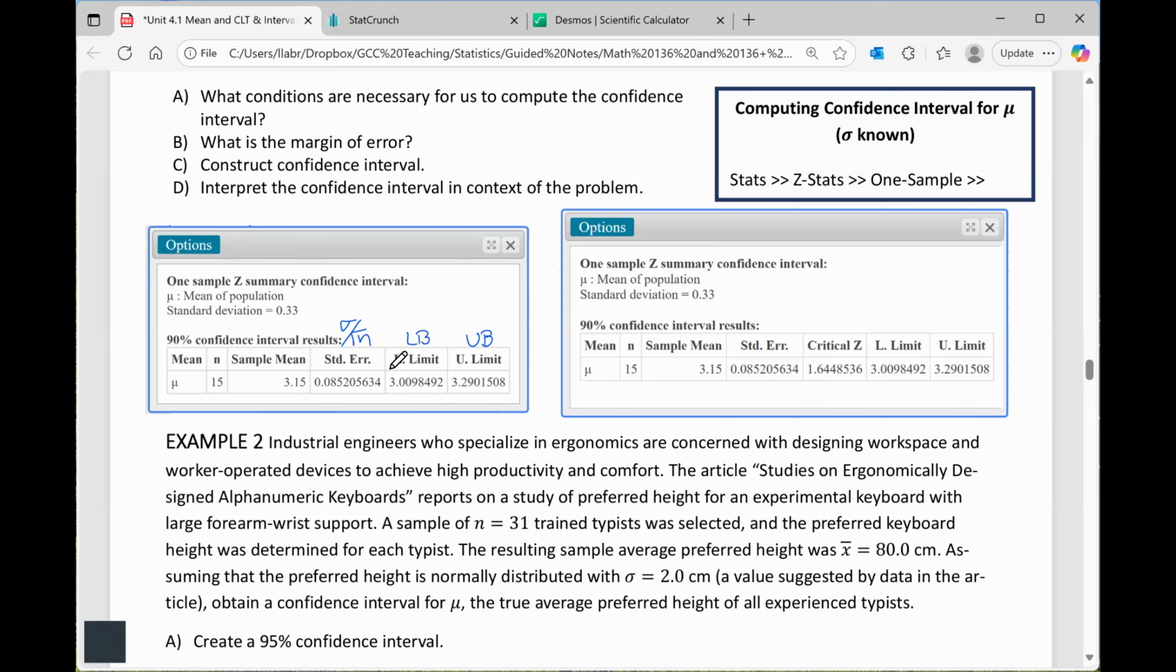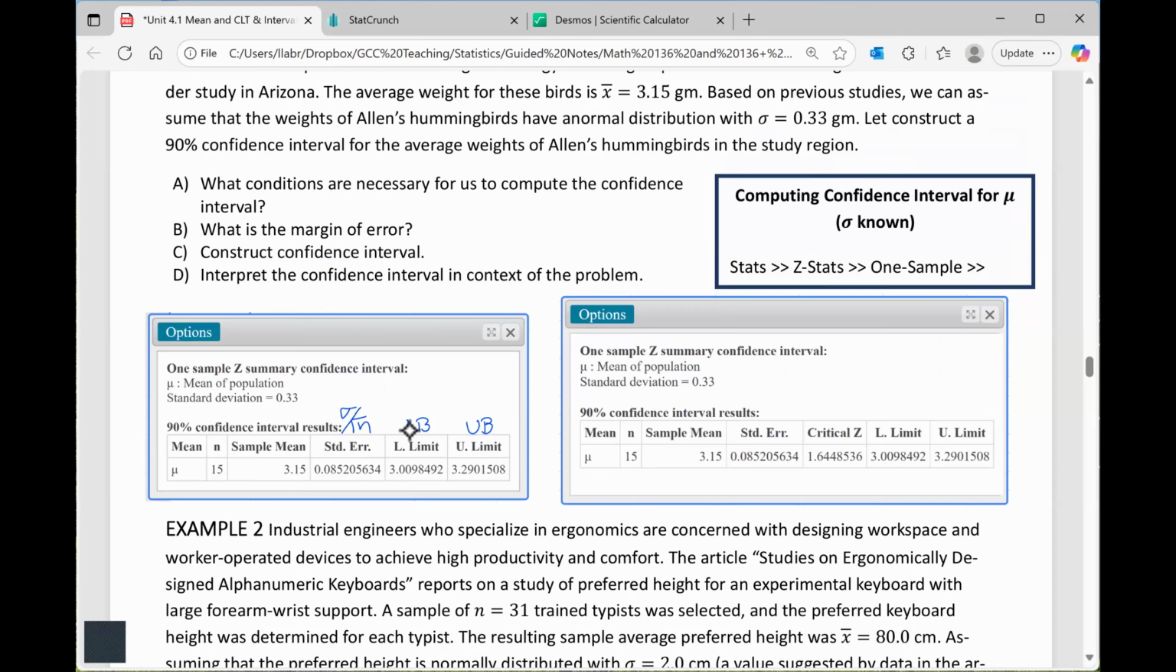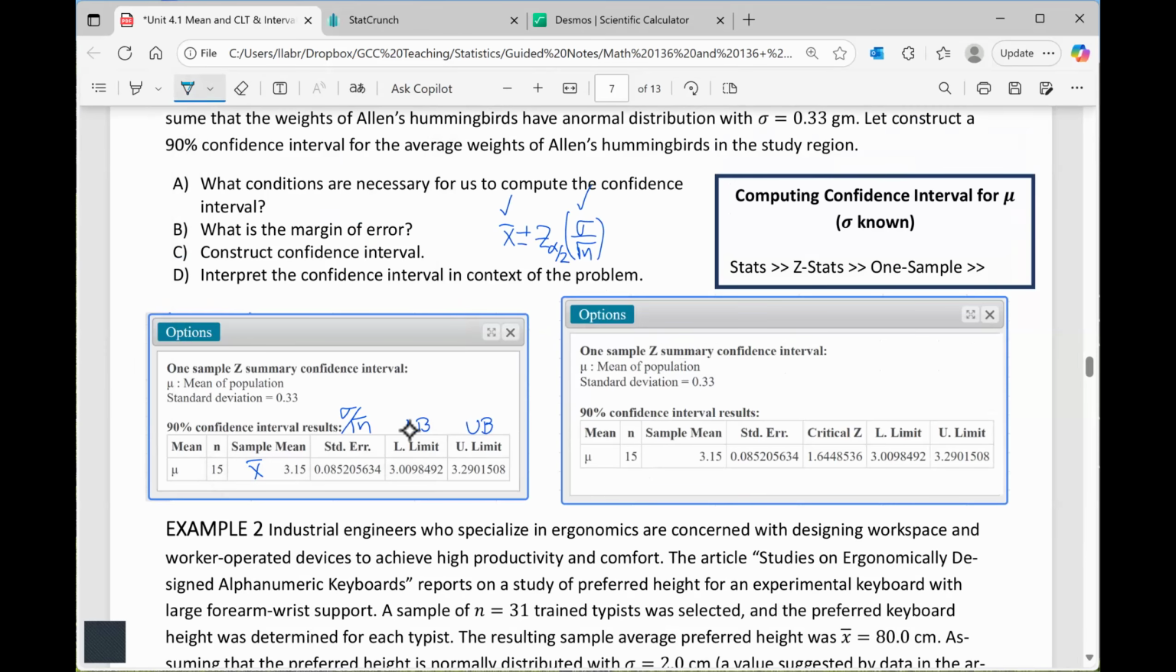So this was the standard error. Notice that my formula was x bar plus or minus z sub alpha over 2 times sigma over the square root of n. So we got sigma over the square root of n, we got x bar, that's right here, the sample mean. And it looks like we have everything except z sub alpha over 2. So we can actually get z sub alpha over 2 in StatCrunch. That's this right here.